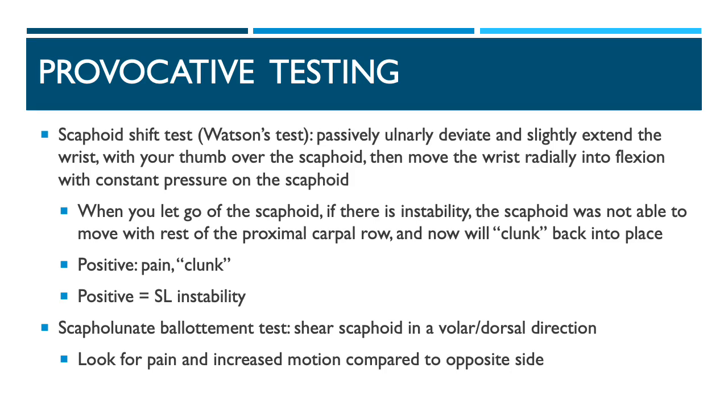instability. The scapholunate ballottement test is a shearing force on the scaphoid in a volar and dorsal direction. Pain and increased motion to the opposite side can indicate that there's SL instability.